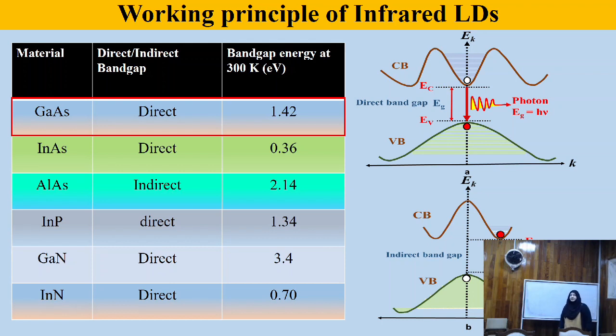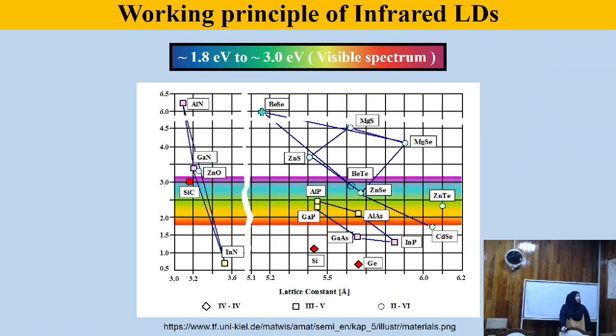As we know, each electron has an energy associated with it. This energy is equal to p squared by 2m, where p is the momentum. If the maximum of the valence band and the minimum of the conduction band lie at the same value of momentum, then the material has a direct band gap. And if the maximum of the valence band and the minimum of the conduction band do not lie at the same value of momentum, then we have indirect band gap materials.